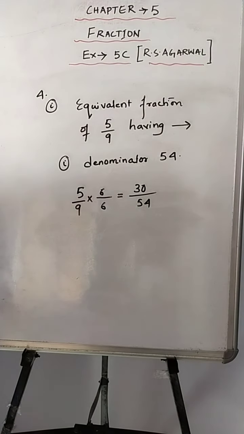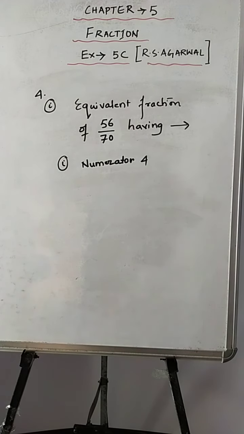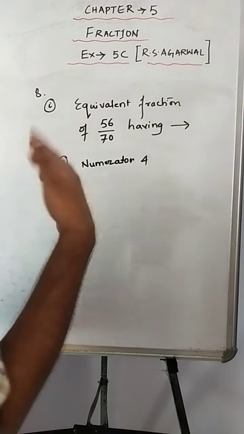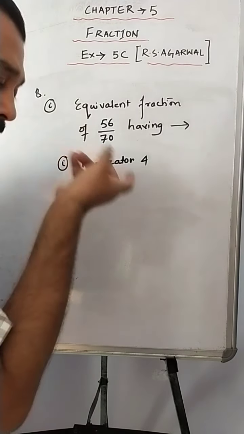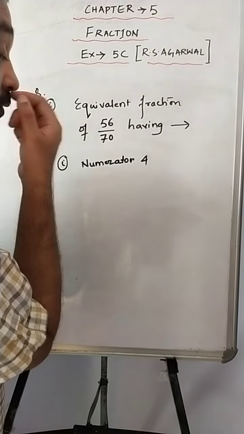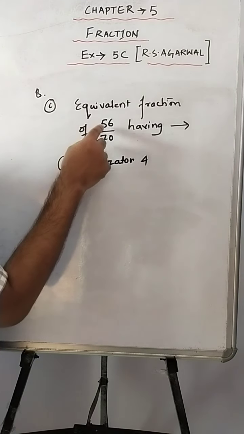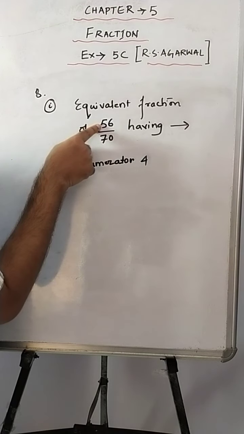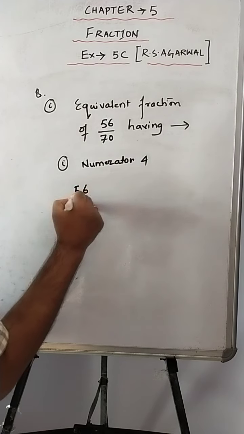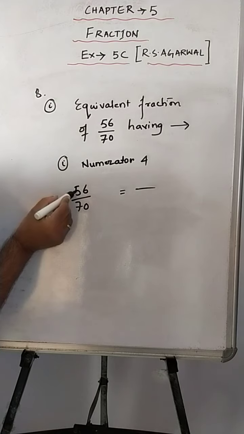Okay, now let's move on to question number 8, sum number 1. Again we have to do the same thing, but here something is different. We need the equivalent fraction of 56 by 70 having numerator 4. This time we have to convert this numerator, 56, into 4. First of all, we will write the required fraction. We have to make the numerator 4.